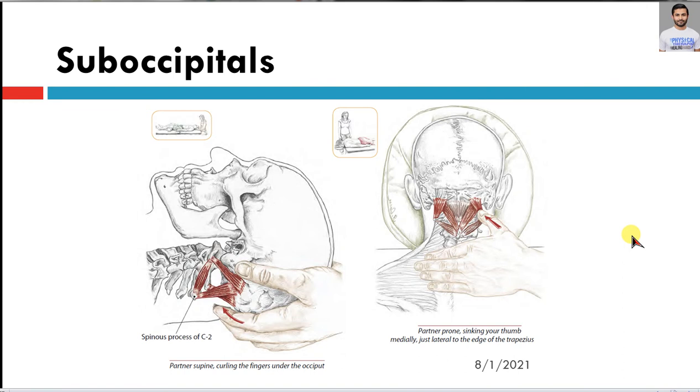Suboccipital muscles, we were talking about these muscles. These are very small muscles, and because they lie very deep to a lot of structures, it is not possible to contact them directly. But yes, again you can have a fair idea about their location and if there is any pathology.